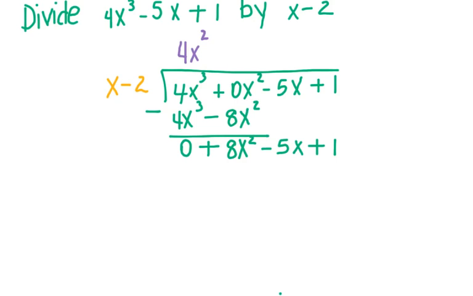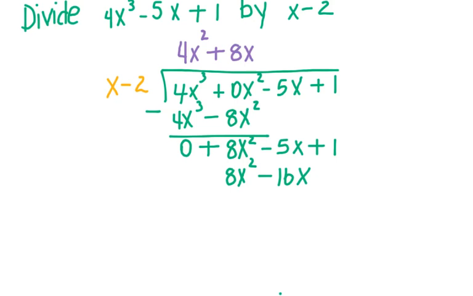We do the same thing again. What can we multiply x by in order to get 8x squared? 8x by x will give us 8x squared. So now we know we're looking at plus 8x. 8x times x will give us 8x squared. And then 8x times negative 2 will give us negative 16x.